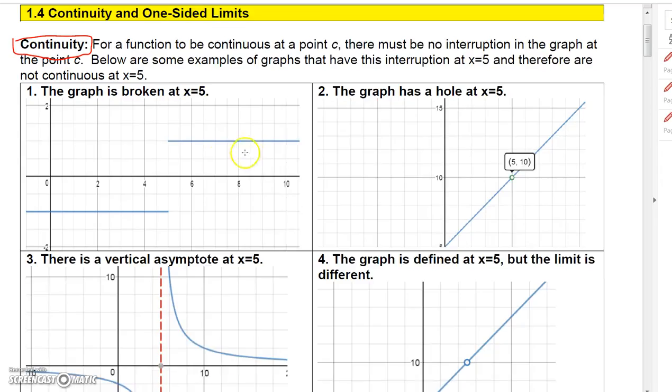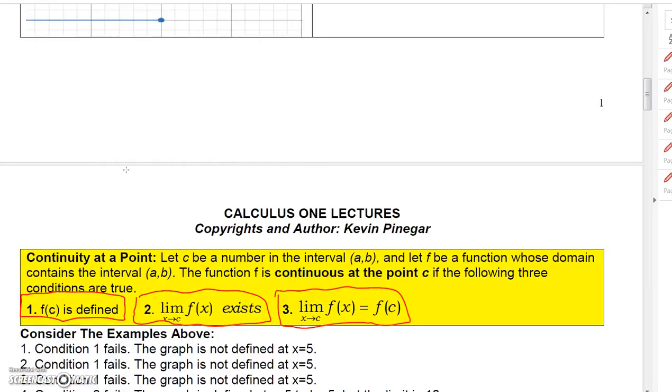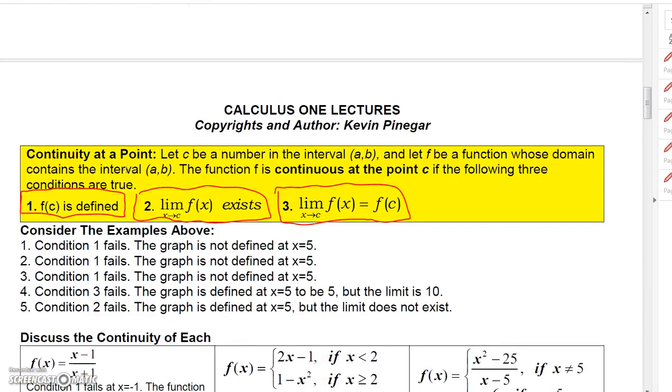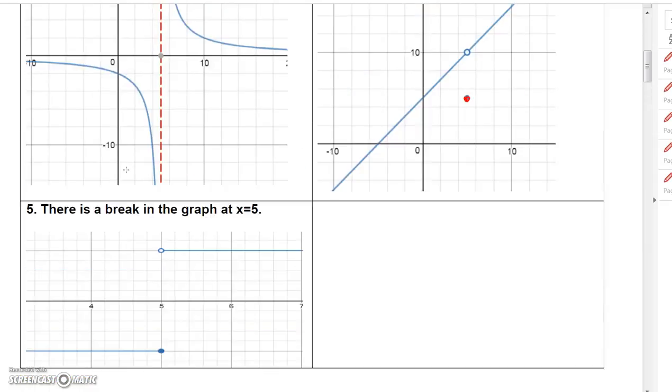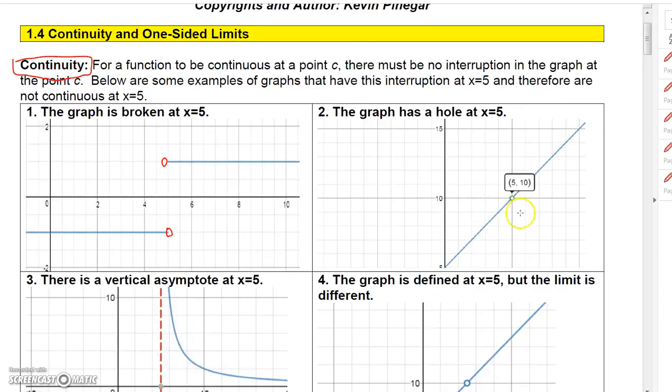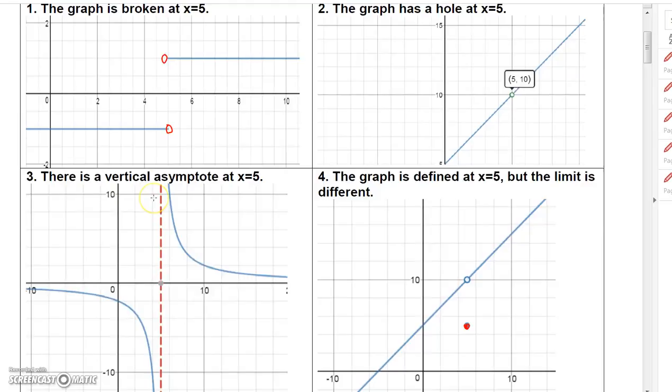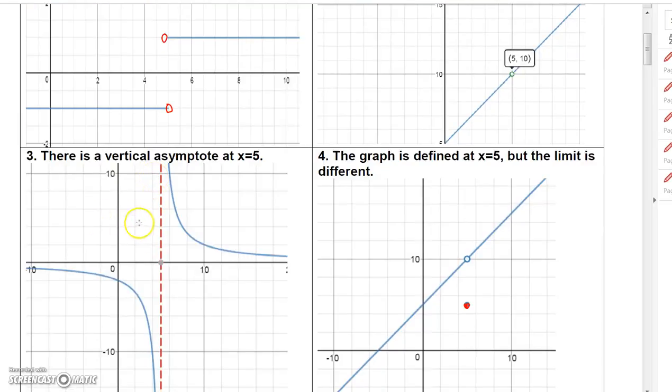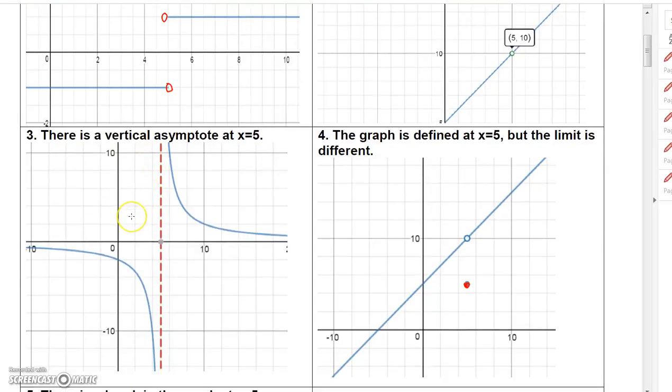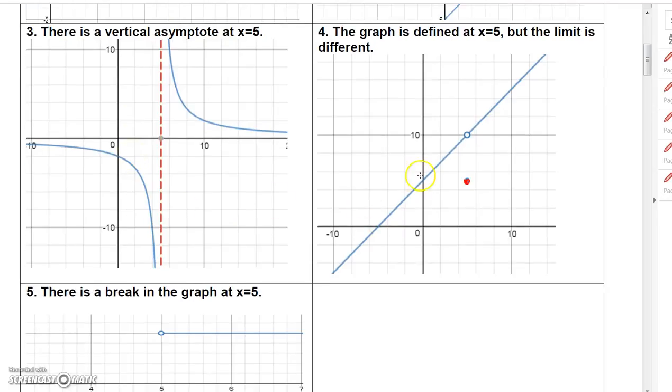Number 1 up here, the graph is not defined at 5. Now I couldn't actually draw these little circles, but there are little holes, circles right here. So here the graph is not defined at 5. Let's see, number 2, also the graph is not defined at 5. So here the graph is not defined at 5. Number 3, the same thing, the graph is not defined at 5. Okay, now number 4, the graph is defined at 5. It's defined to be this point.